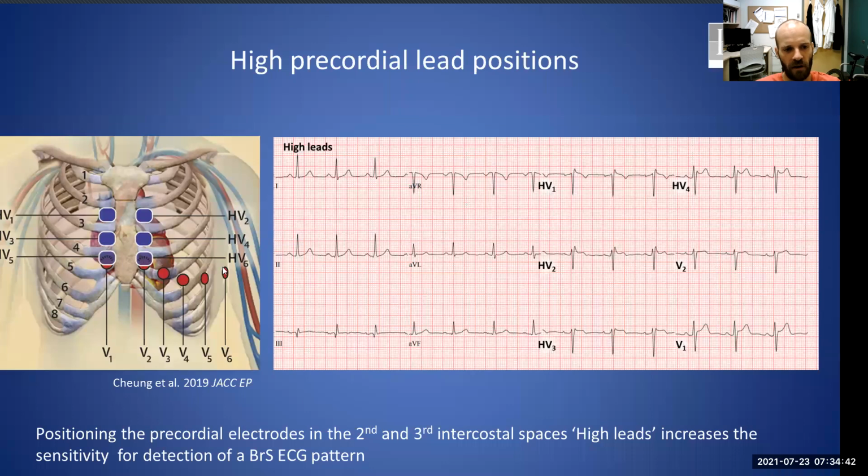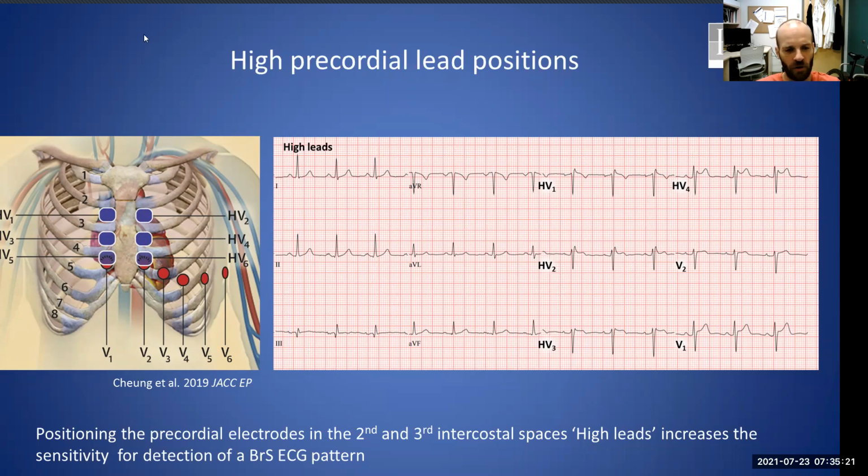So normally our ECGs wrap around the chest and we put them in specific positions, and normally the electrodes for V1 and V2 go in the fourth intercostal space, so the space between the ribs, immediately below the fourth rib. With Brugada syndrome it's easier to pick it up if you put these leads a little higher, and we call these high precordial lead positions. If you put them in the third or the second intercostal spaces, then you can increase your sensitivity for detecting a Brugada ECG pattern.